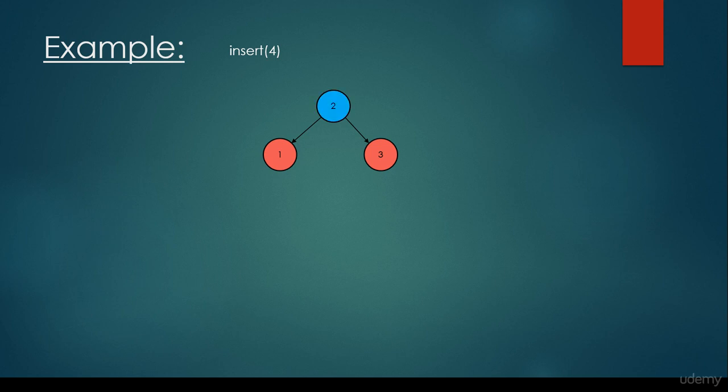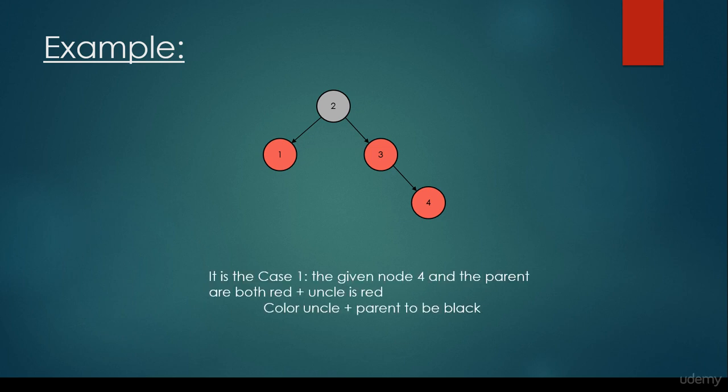Let's insert 4. 4 is greater than 2. 4 is greater than 3, so it's going to be the right child of 3. And it's going to have the red color by default, because this is how we insert items. And this is the typical case 1. The parent of the newly inserted node has the color red, and the uncle has the color red, because the uncle of 4 is going to be the node 1. The parent of 4 is going to be the node 3. So this is the typical case 1. Okay, so we have to color the uncle plus the parent to be black. Okay, so basically this is how we do it. This is the typical case 1 situation, if you may recall.